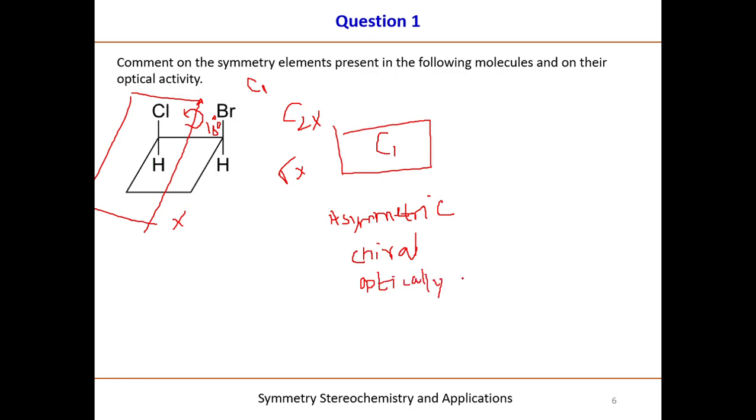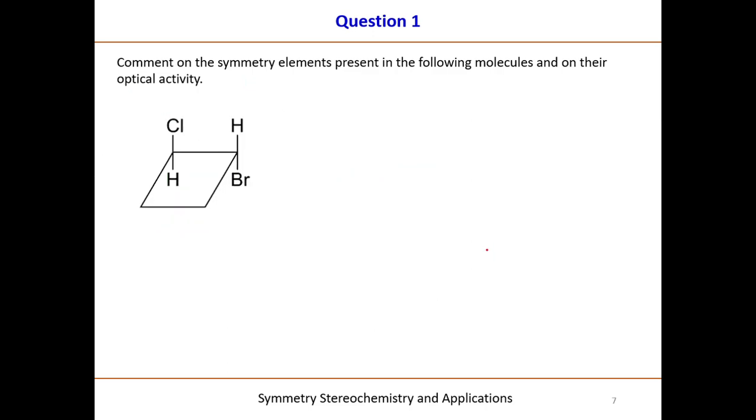So I hope all of you are clear here. It's an optically active molecule. Now let's talk about the other one. So here we have trans-chlorobromocyclobutane.